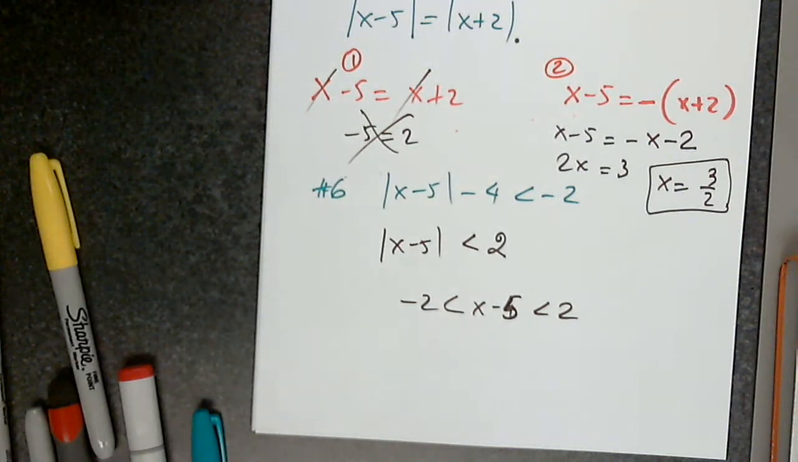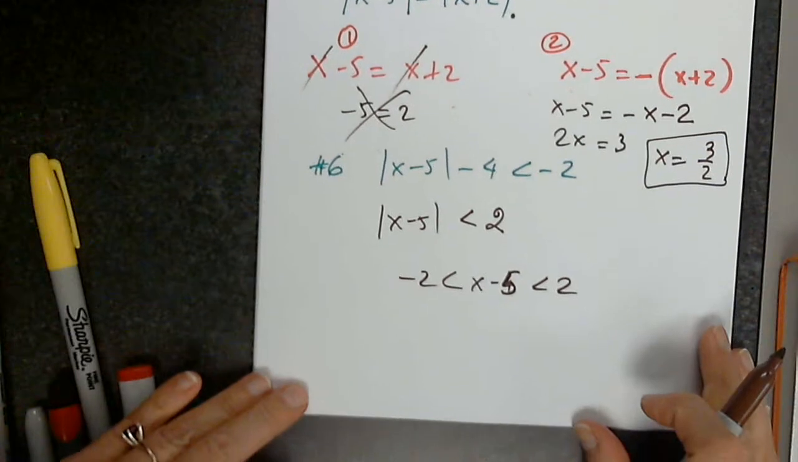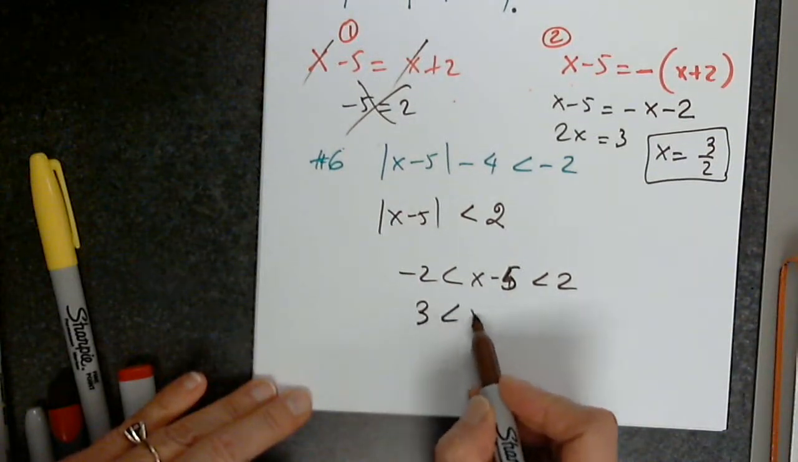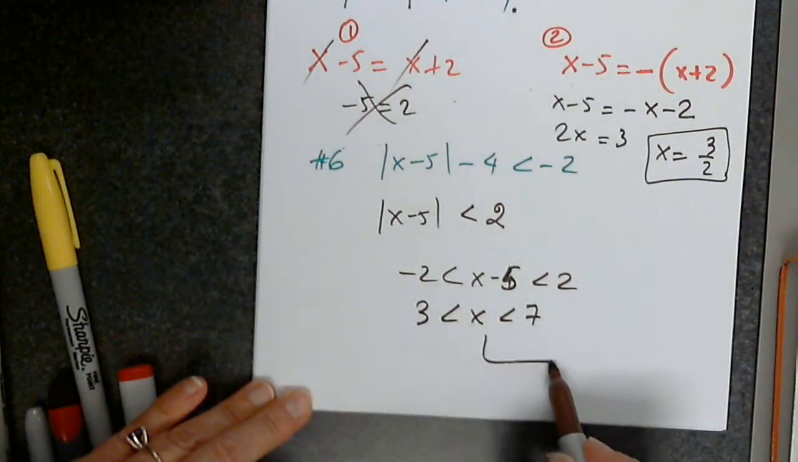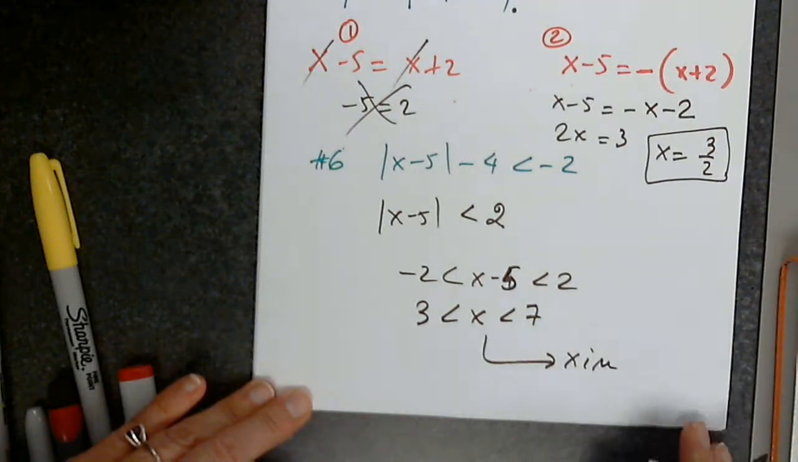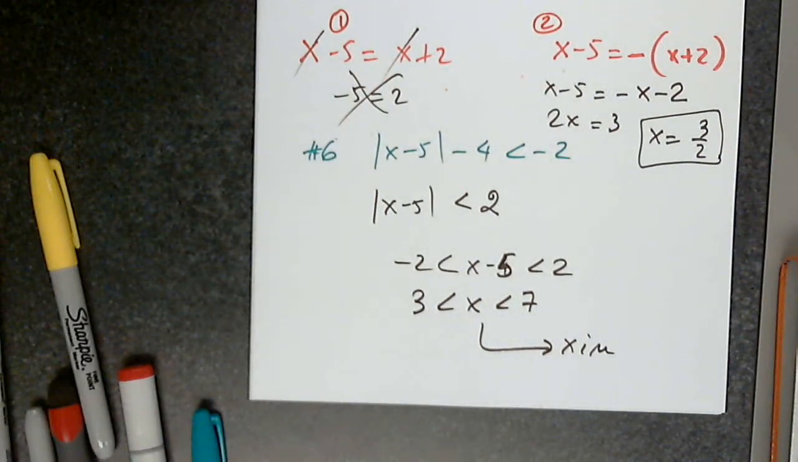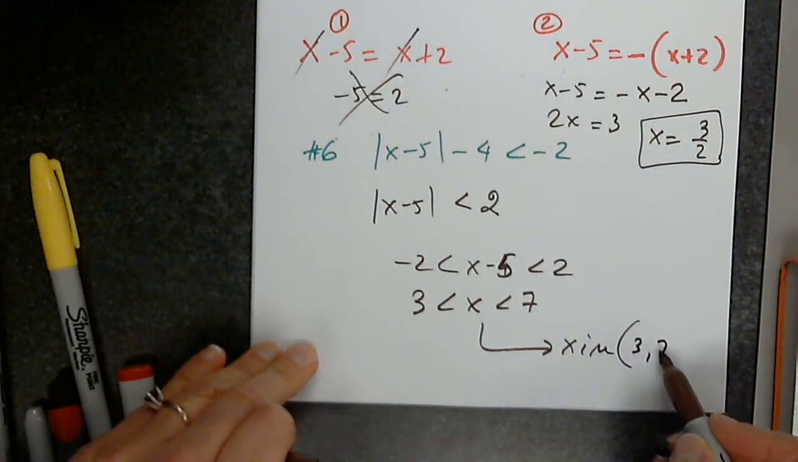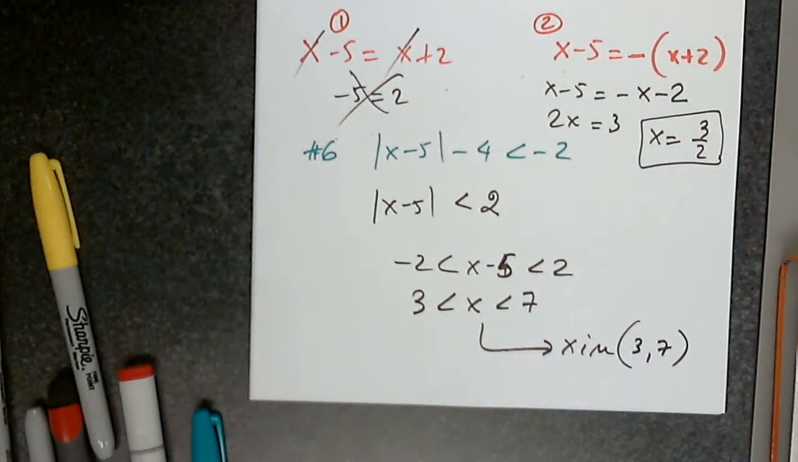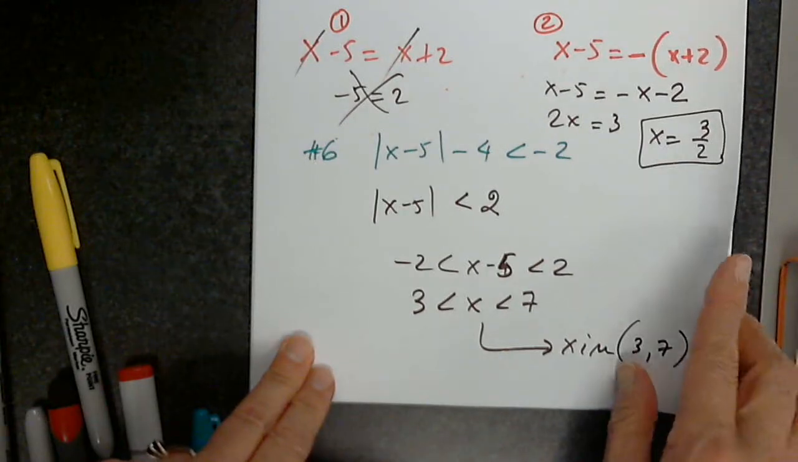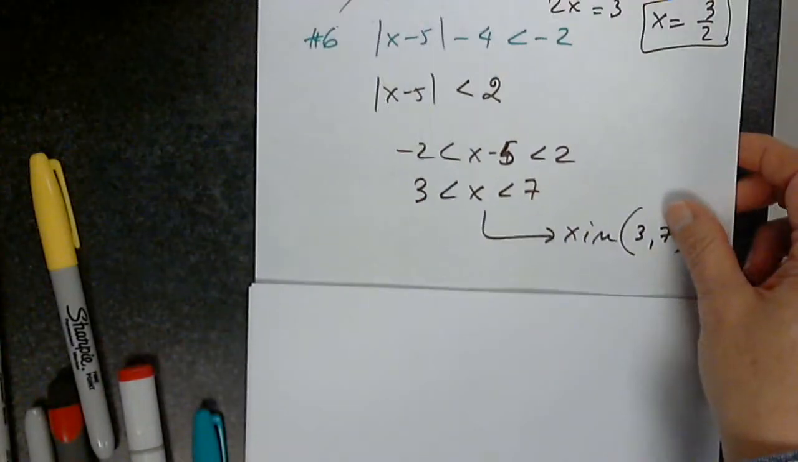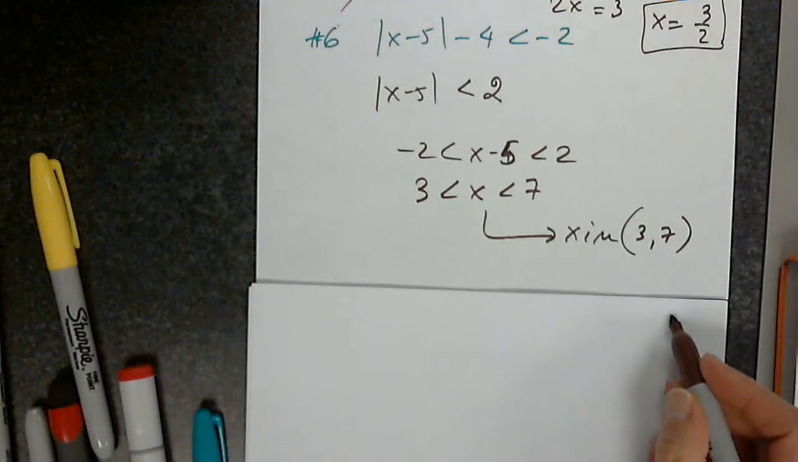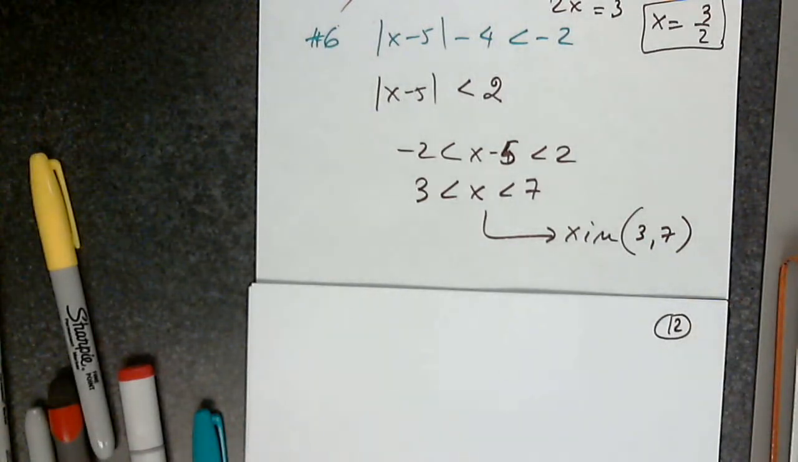How do I solve this? Good. So 3 less than x less than 7. And this is the solution. How do I write it in interval notation? Yes. That's it. So please be careful because this may be confusing. Don't try to memorize. There is no point. Just think. Okay. Here is the next problem.